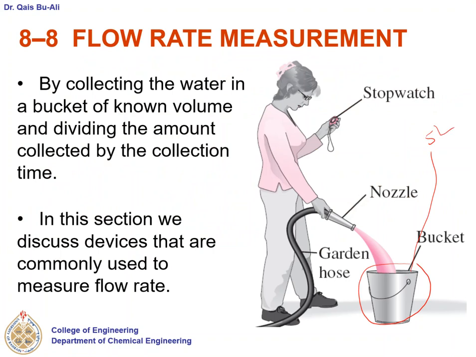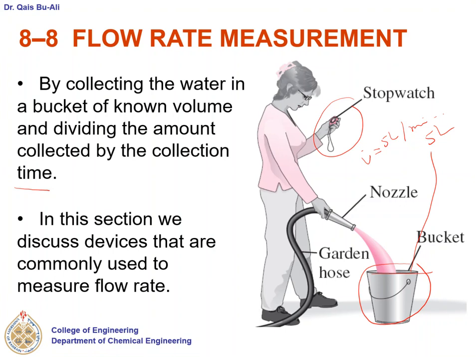And then you have a stopwatch. So you collect those 5 liters in a certain time, let us say 1 minute. Then you can say the volumetric flow rate is 5 liters, for example, per minute. This is the simplest method of measuring flow rate. Just collect a known volume in a known time, and volume divided by time will give you the volumetric flow rate, by collecting the water in a bucket of known volume and dividing the amount collected by the collection time.